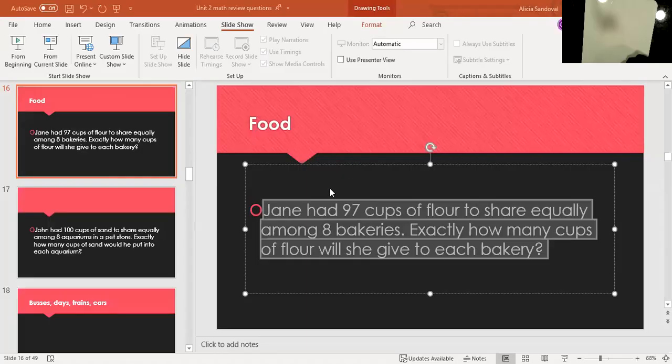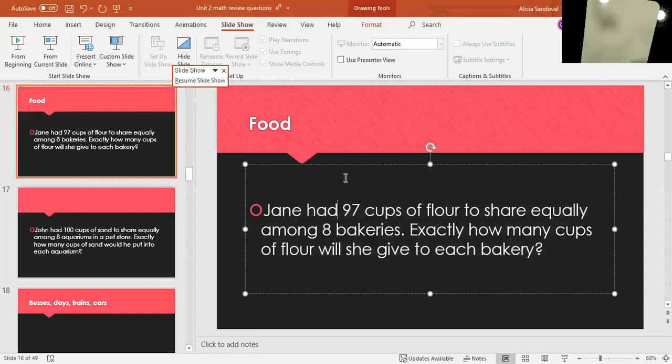For this problem, we're going to try another one. Jane had 97 cups of flour to share equally among 8 bakeries. Exactly how many cups of flour will she give to each bakery? So I'm going to write down she has 97 cups and we have 8 bakeries.